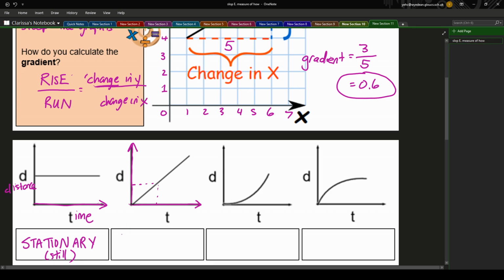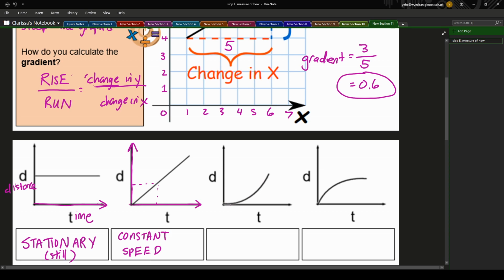This means that it's moving at a constant speed because it's covering distance over time. Every 2 seconds it covers 4 meters, and then that will keep on going because it's a straight line. Now you'll see these are curved lines, which means that the speed isn't constant. So at the very start, our gradient is very, very small. It's not very steep at the start, and then it gets steeper and steeper.